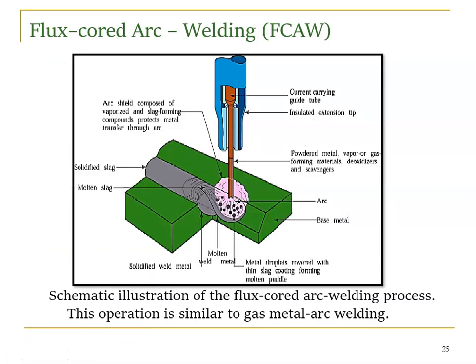So the figure represents flux core arc welding. The only difference is we have a nozzle over there. In the nozzle we have one tube. The tube is nothing but our electrode. The tube is filled with the flux. So while welding, the flux is deposited over the molten weld. So this is flux core arc welding.